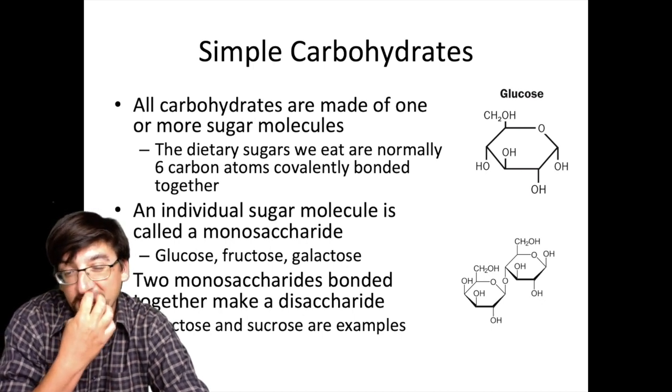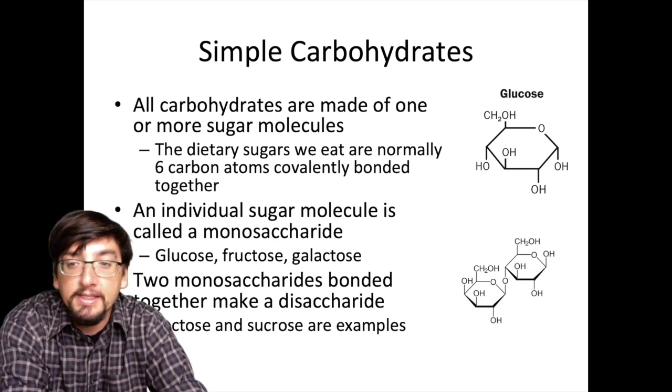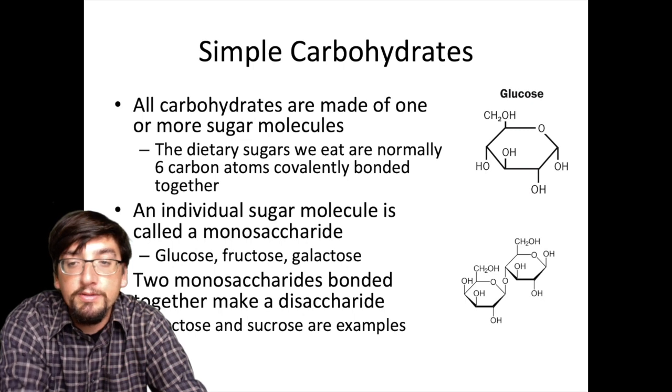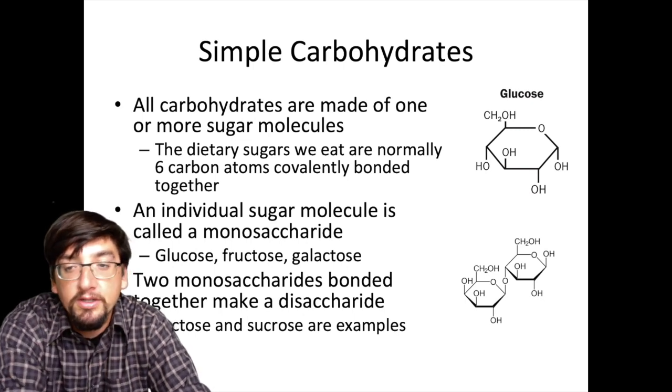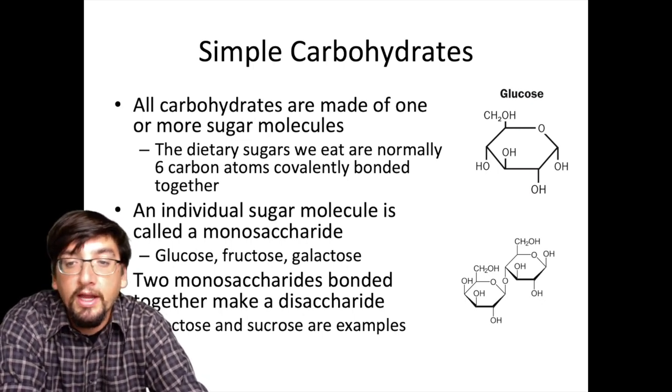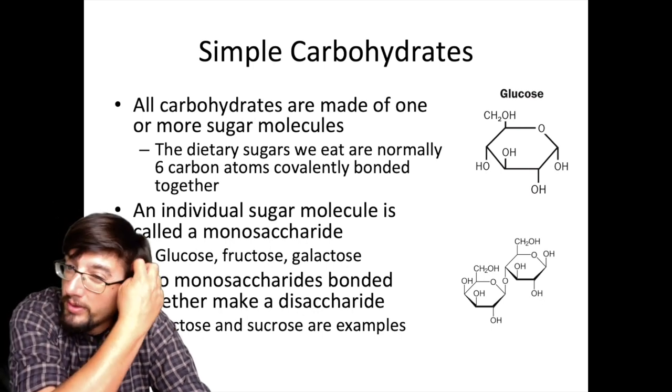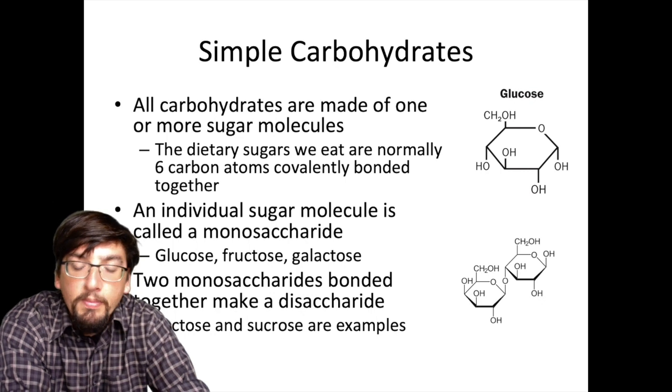You can see on the right hand side, there's a picture of a glucose molecule. Each vertex, where each line meets another line, is where there's a carbon. So if you can count, there's 6 carbons, including the CH2OH at the end. And so that's a glucose molecule.